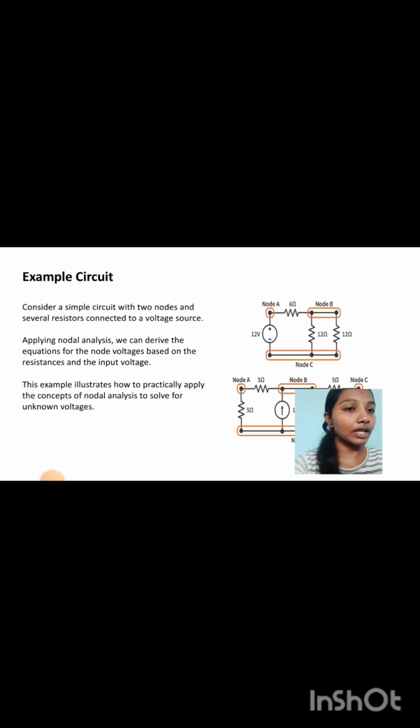Example circuit. Here we can see the example circuit with node A, node B and node C. Consider a simple circuit with two nodes and several resistors connected to a voltage source. Applying nodal analysis, we can derive the equation for the node voltages based on the resistances and the input voltages. This equation illustrates how to practically apply the concepts of nodal analysis to solve for unknown voltages.